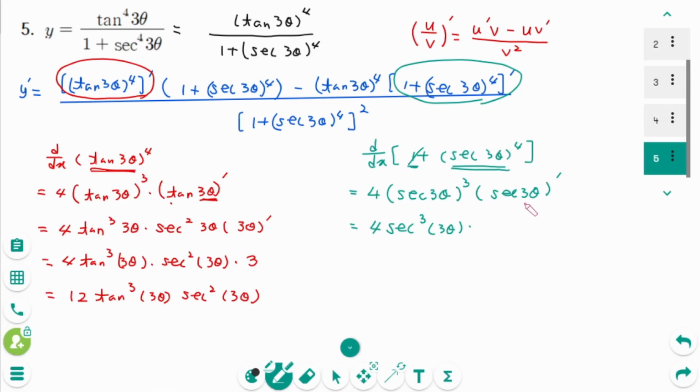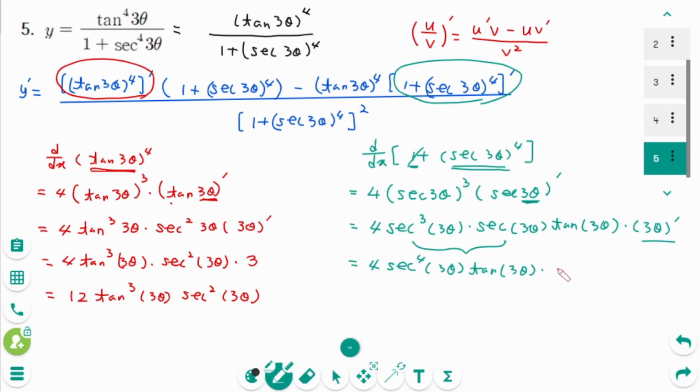now 3 theta equals u. Secant u prime equals secant u tangent u times u prime. So that equals 4 secant to the power of 4 of 3 theta times tangent 3 theta times 3 theta prime, which equals 3. The final answer is 12 secant to the power of 4 of 3 theta times tangent 3 theta.